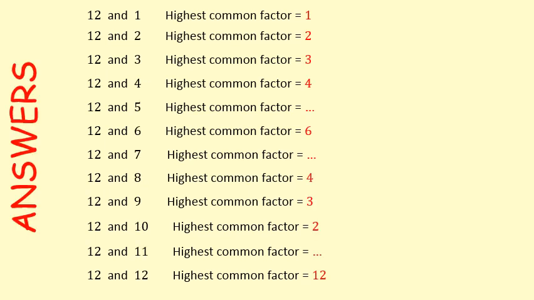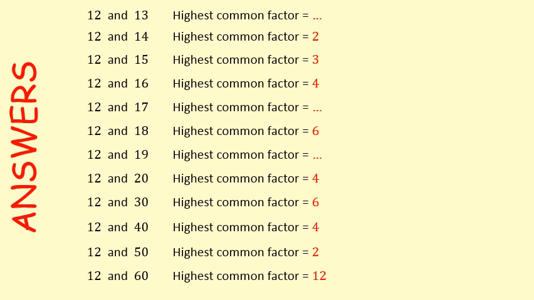Okay, so answers for the first section. Answers for the second section. Note where there's a 1, all that means is the highest common factor between the two numbers is going to be 1.